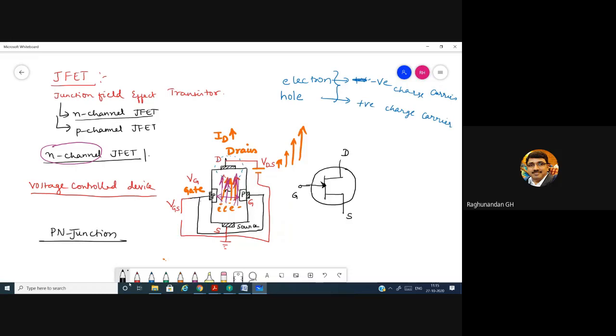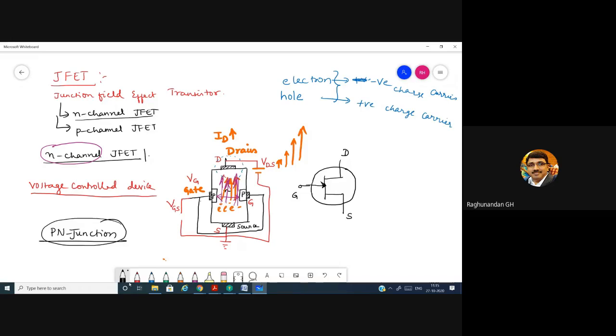So now, PN junction. We know that whenever there is a P and an N, can I apply the PN junction concept here? We have a P layer and an N layer, so this acts as a PN junction. Now what should I do in order to reduce the size?